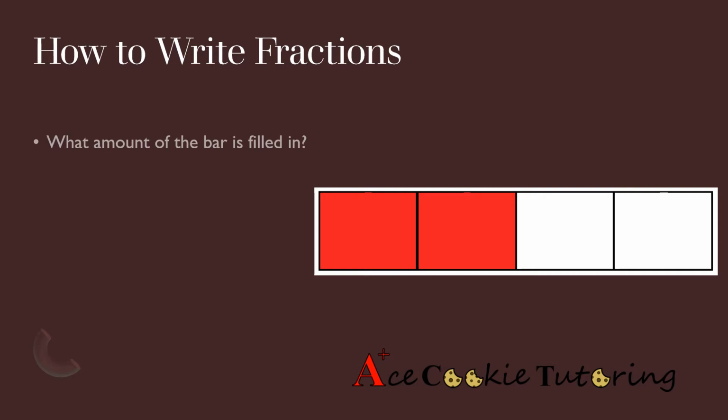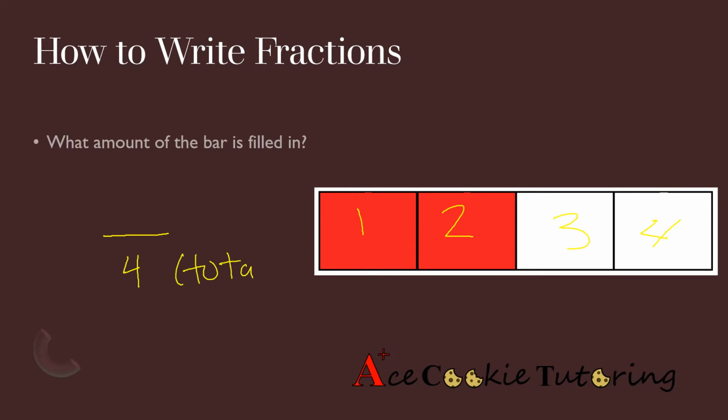So on this slide, we are asking what amount of the bar is filled in. So remember, we're going to have a numerator and a denominator, so we can go ahead and do our bar for our fraction. I think it's easiest to start with the denominator. So we need to know how many pieces total we have. So we're going to have 1, 2, 3, and 4. So that means 4 goes in the denominator because that is the total.